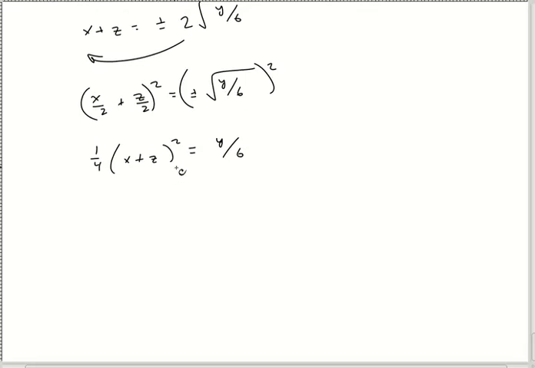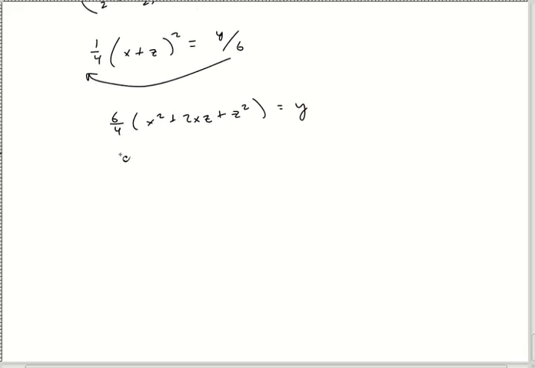Let's see here. Let's move this 6 over. So then I've got 6 over 4. And I'm going to go ahead and FOIL this thing out. x squared plus 2xz plus z squared is equal to y. This is technically 3 over 2, but what I want to do is distribute it. Yeah, let's go ahead and distribute this everywhere.